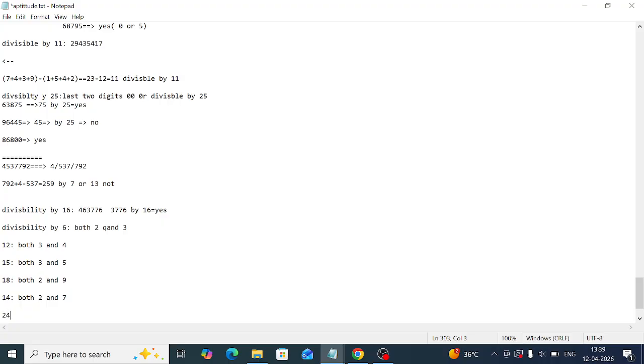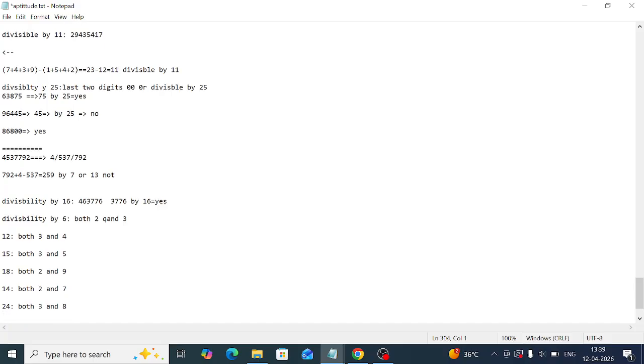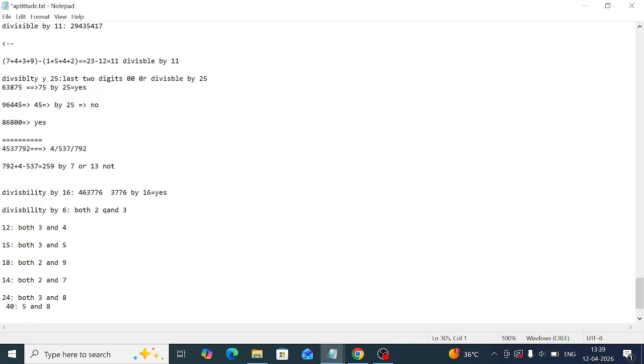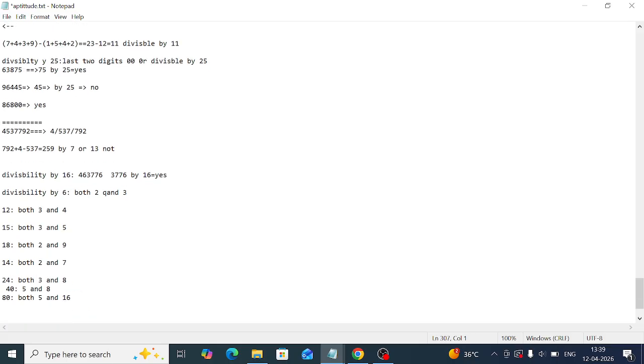A number is divisible by 24 when it is divisible by both 3 and 8. A number is divisible by 40 when it is divisible by both 5 and 8. Next, a number is divisible by 80 when it is divisible by both 5 and 16. Okay, this is how you are going to do these things.